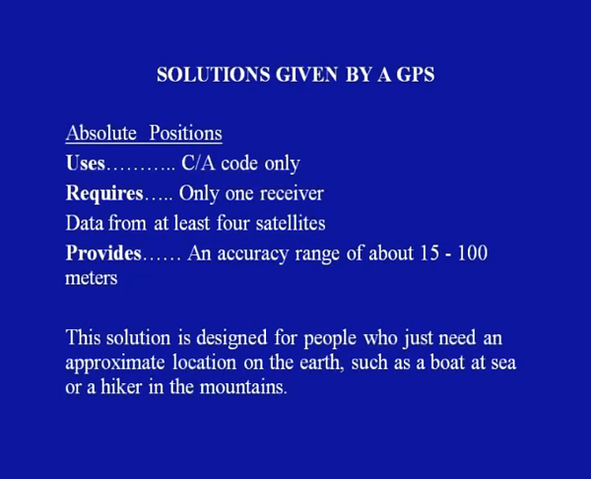First, absolute position. Well, this uses the CA code only and requires only one receiver. Data from at least 4 satellites are required for getting the observation, and it provides an accuracy range of about 15 to 100 meters. This solution is designed for people who just need an approximate location on the earth, such as a boat at sea or a hiker in the mountains.